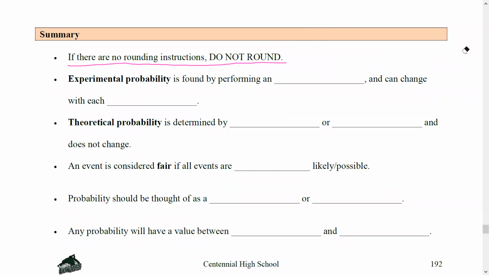marks for being silly. Okay, experimental probability is found by performing an experiment and can change with each trial. Theoretical probability is determined by math and thinking, and does not change. An event is considered fair if all outcomes are equally likely. Think of flipping a coin here.